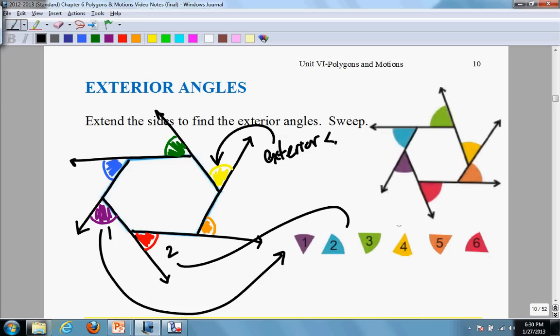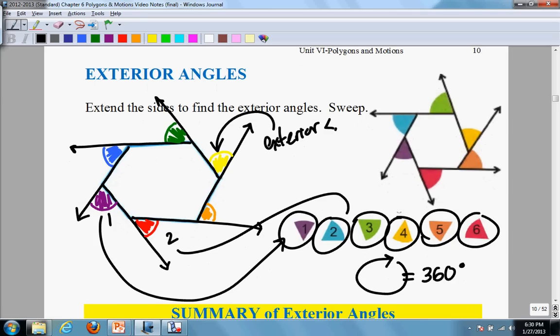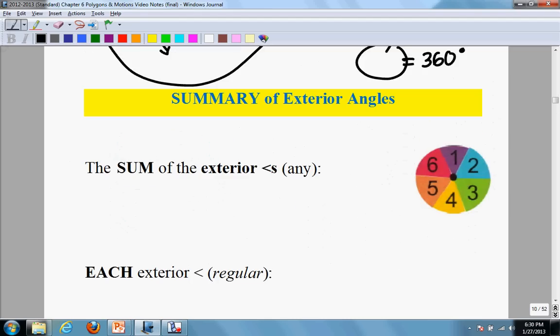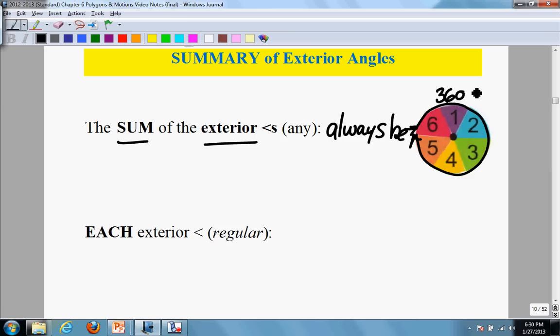And we know all circles add up to 360. So the simple truth about exterior angles is this. The sum of the exterior angles will always be, trace with me, 360. Exterior angles will always sum to 360. Always.